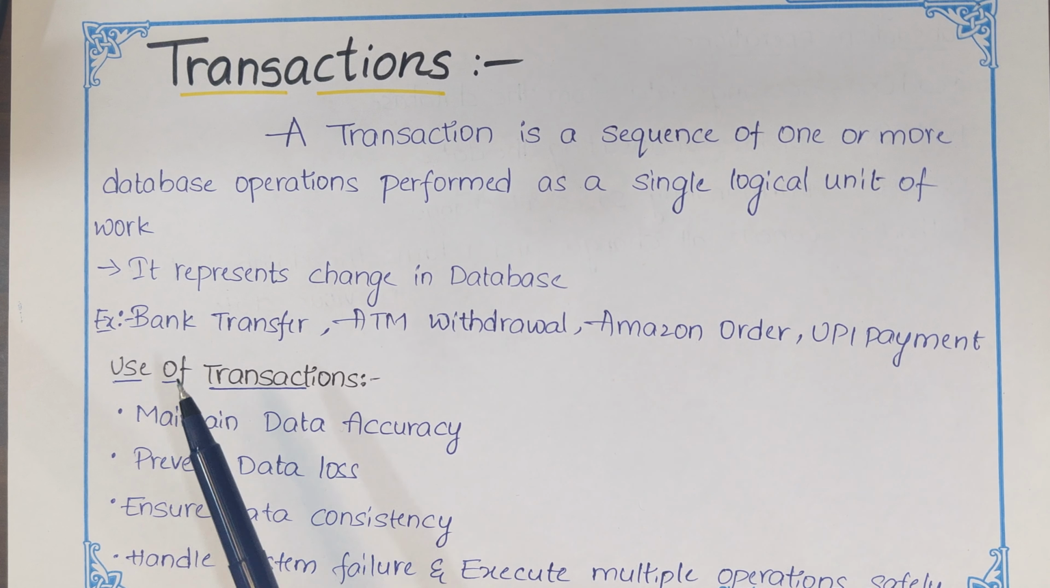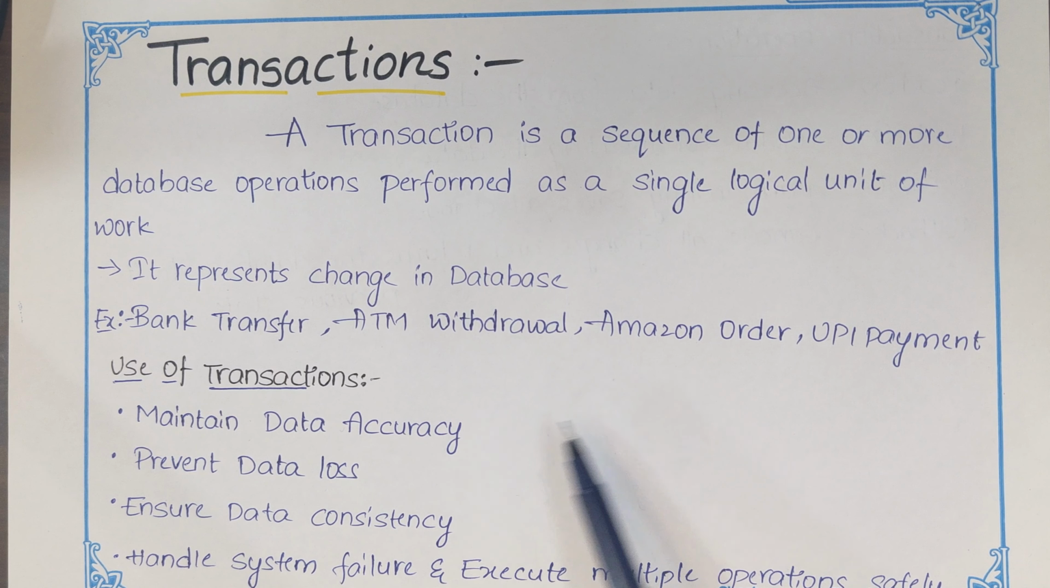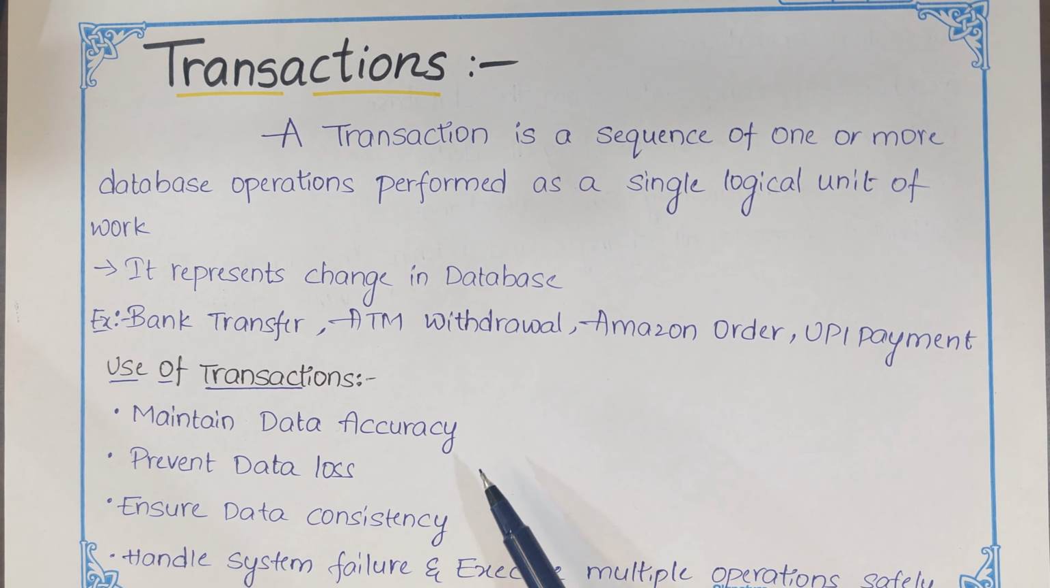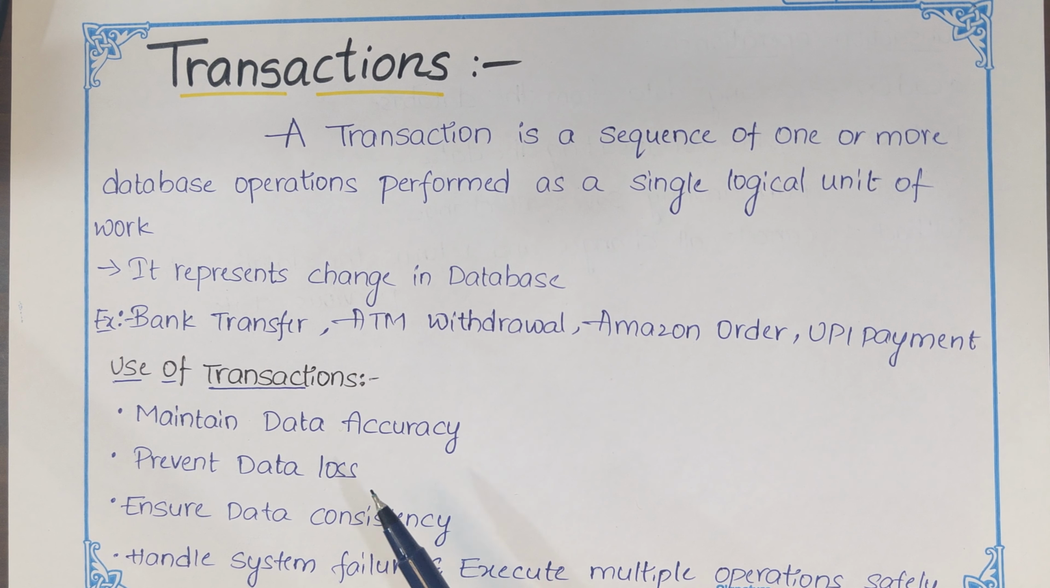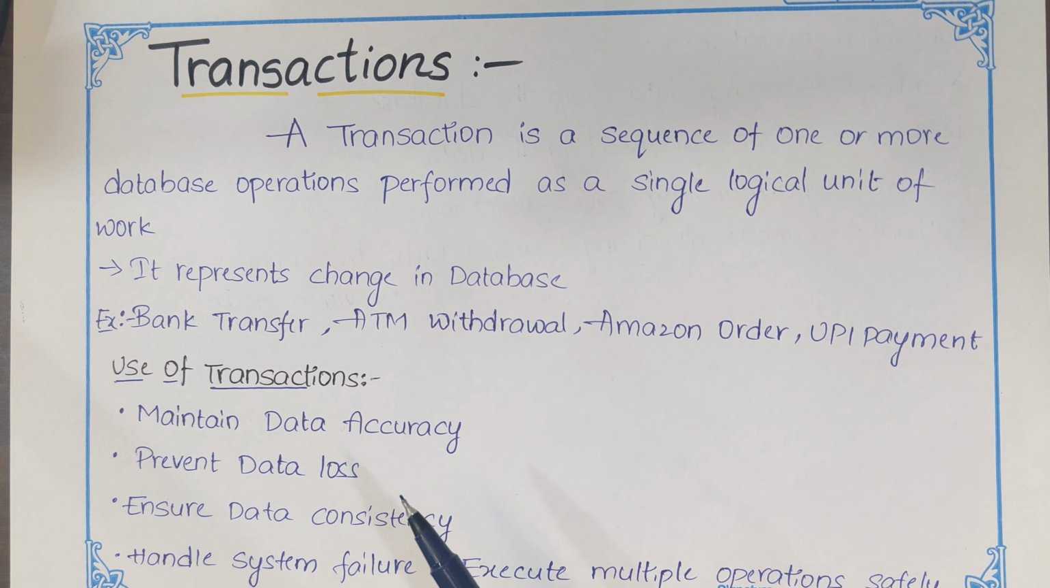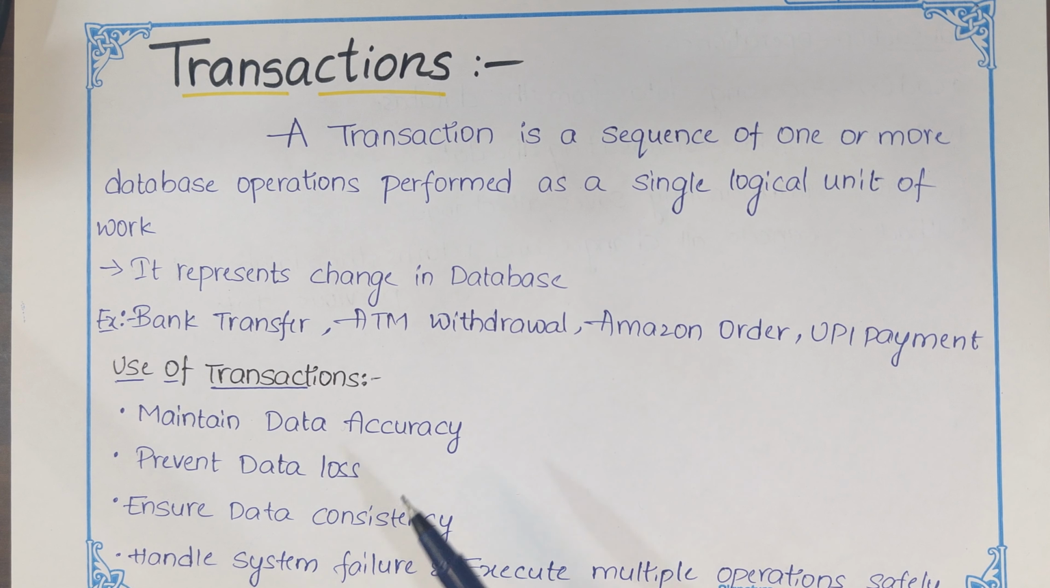Examples are bank transfer, ATM withdrawal, Amazon order, UPI payment; everything is considered a transaction itself. Transactions are mainly used to maintain data accuracy, making sure the data stored in the database is always correct. Next, prevent data loss. If the system crashes or electricity goes off, the database should not lose that important data. This is called preventing data loss.